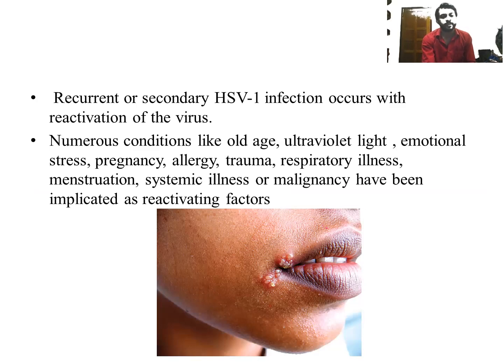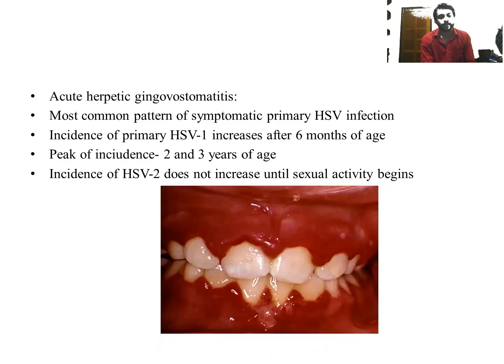Acute herpetic gingivostomatitis is the most common pattern of symptomatic primary herpes simplex virus infection. Incidence of HSV1 increases after 6 months of age. The peak of incidence is during 2 to 3 years of age. For HSV2, it does not increase until sexual activity begins.